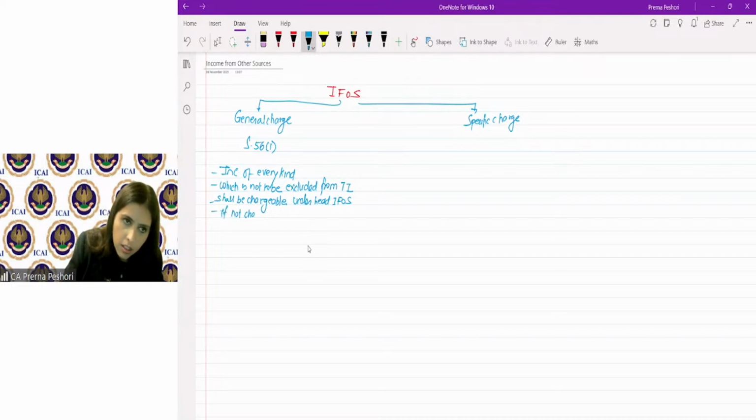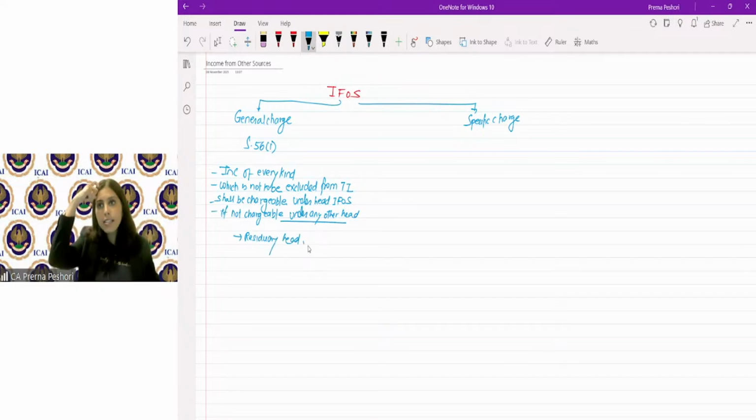If not chargeable under any other head, meaning this is a residuary head. So in case the income is specifically covered under other head, it will not come over here. Only the incomes which are not covered elsewhere and those are also not exempted, then you will come to income from other sources. So anything which is not covered elsewhere and which is an income will be taxed under income from other sources.